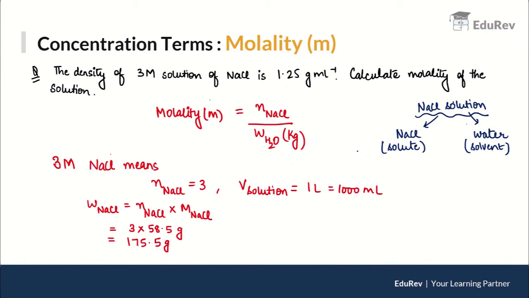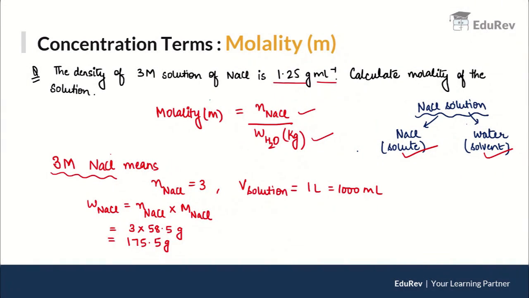Let us try to solve this question. It says the density of 3 molar solution of NaCl is 1.25 gram per ml. Calculate the molality of the solution. Okay, so what is given to us? A solution of NaCl is given. That means our solute is NaCl and our solvent is water, okay. What is the formula of molality? Number of moles of NaCl divided by weight of solvent, which will be water, in kg, right. Now 3 molar NaCl is given in the question, which means 3 moles are present in 1 liter of solution.